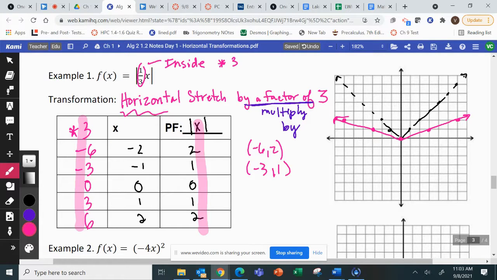So this was a horizontal stretch. So if we had our V's, we were doing our hands-on V's, and I pulled your arms horizontally, that would make it wider. If I pulled those arms horizontally, it would make it wider. Questions?